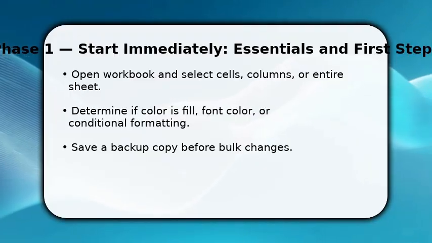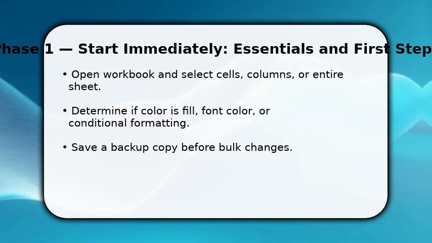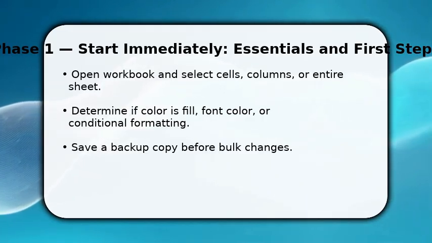You start by selecting the exact cells you want to change. Click and drag or press Ctrl plus A for the entire sheet. Next, inspect whether the color is a cell fill, font color, or produced by conditional formatting, because each has a different removal method. Make a quick backup now, save a copy, so you can undo large changes safely.